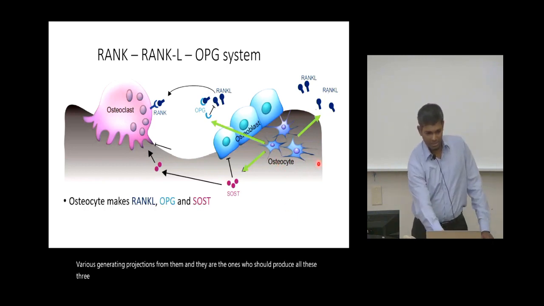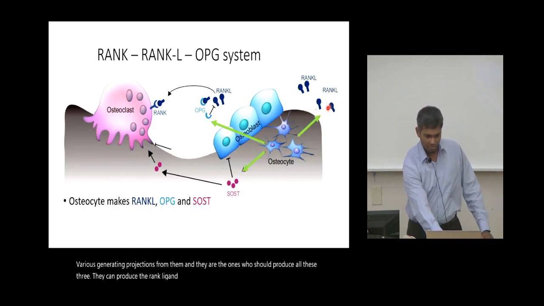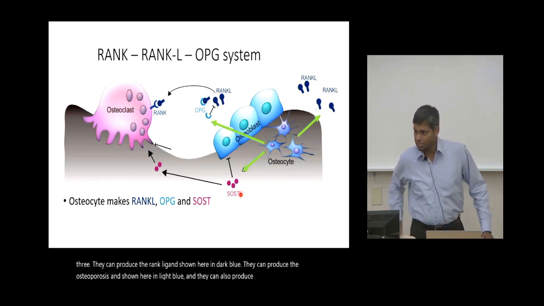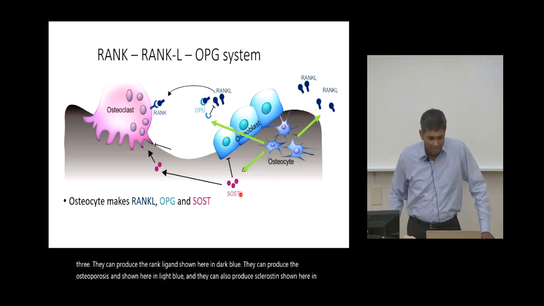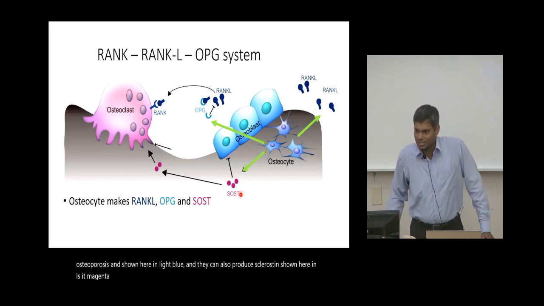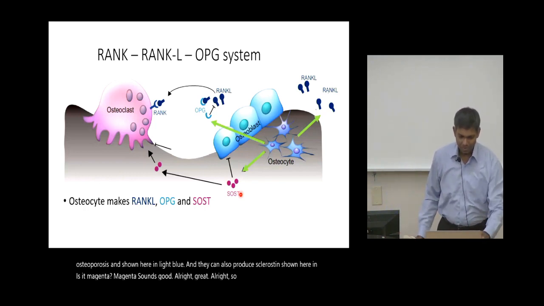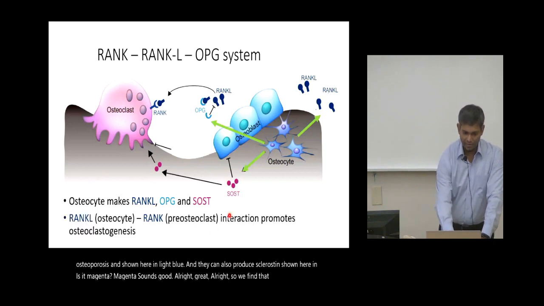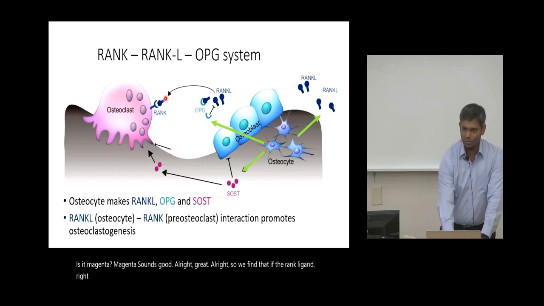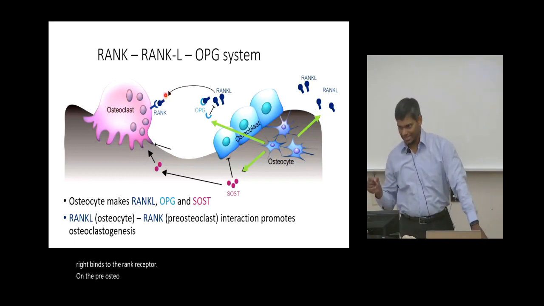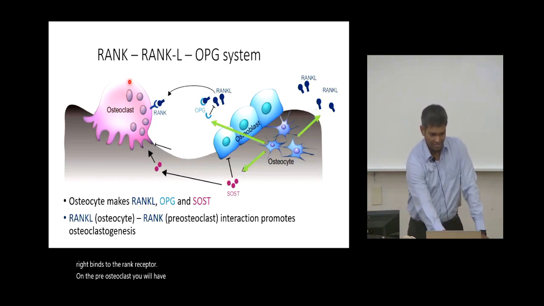They can produce the RANK ligand, shown here in dark blue, they can produce osteoprotegerin, shown here in light blue, and they can also produce sclerostin, shown here in magenta. Magenta sounds good. All right, great. So we find that if the RANK ligand binds to the RANK receptor on the pre-osteoclast, you will have osteoclasts made.